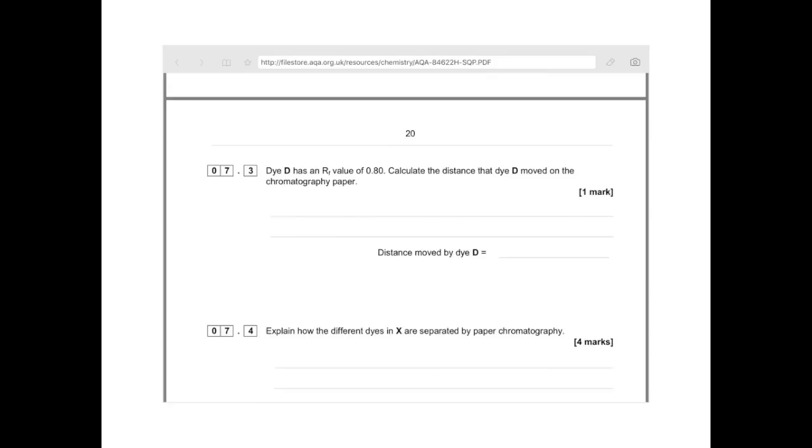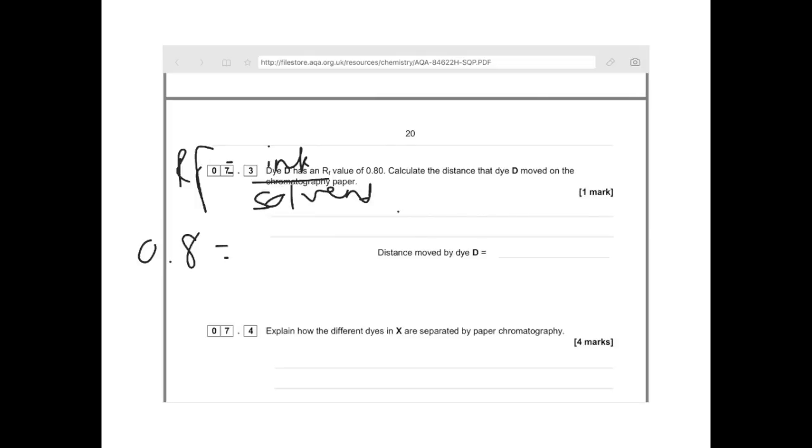Dye D has an RF value of 0.80. Calculate the distance that dye D moved on the chromatography paper. This is a reverse calculation. So if we say RF equals distance moved by ink over distance moved by solvent, we know the RF value we've been given is 0.8.